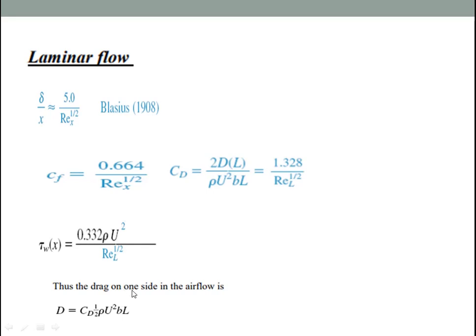Thus, to calculate the drag force on one side in the airflow, this formula is used: D is equal to CD, the coefficient of drag, into 1 by 2 into rho, the density, into u square, the free stream velocity, into B into L. B is the width of the plate and L is the length of the plate. That means B into L is the area of the plate on which the flow takes place.